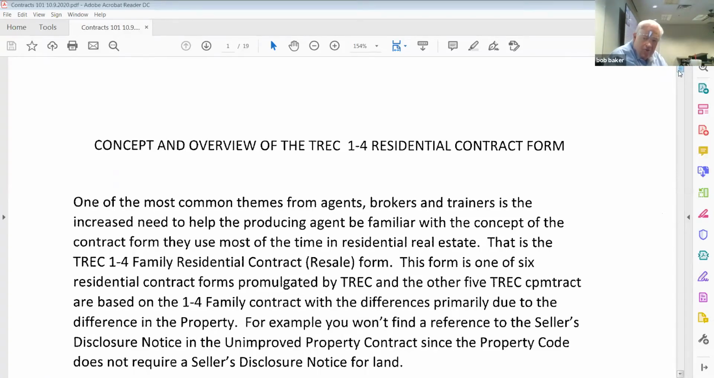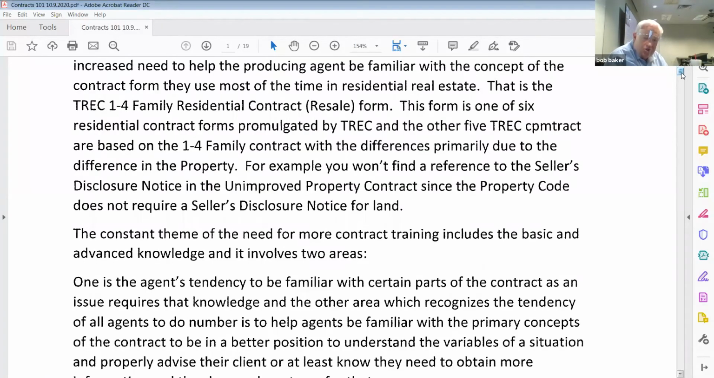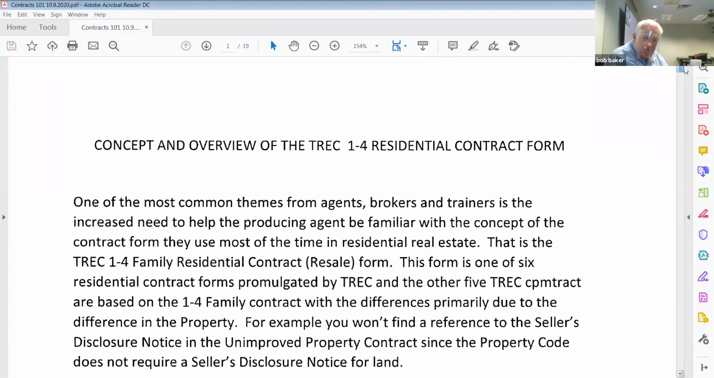Okay, so the first parts of, on this first page where I talk about the concepts and the overview of, can I minimize that a little bit? Or, okay.